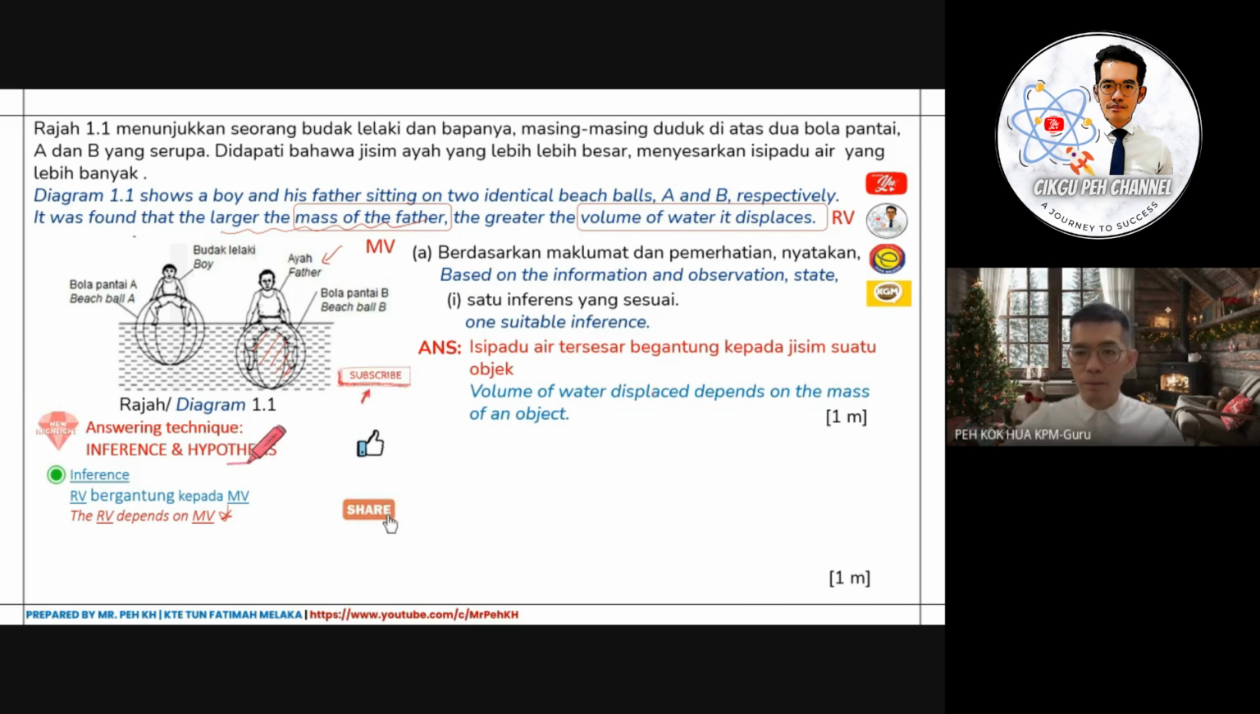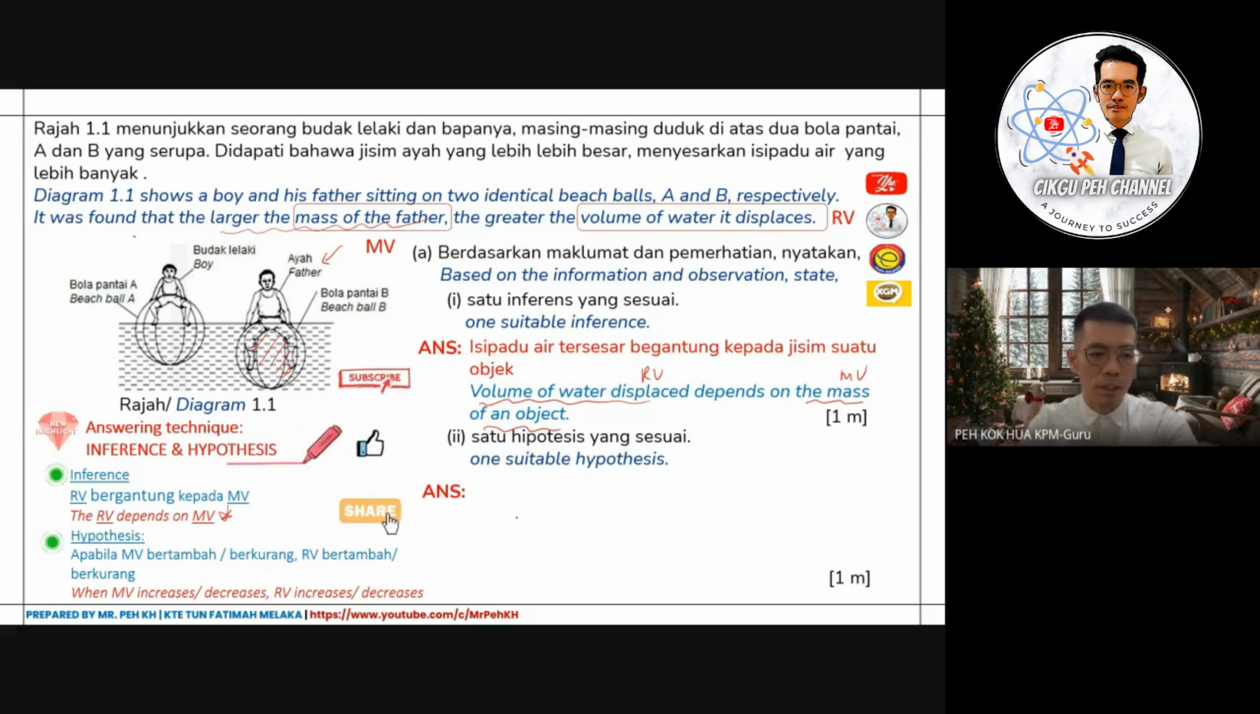So volume of water displaced, RV, depends on the mass of an object. So where will be the MV for this experiment? Okay, so the next question here will be: state one suitable hypothesis. Okay, so hypothesis will be more common for students compared to inference. However, the method will be this.